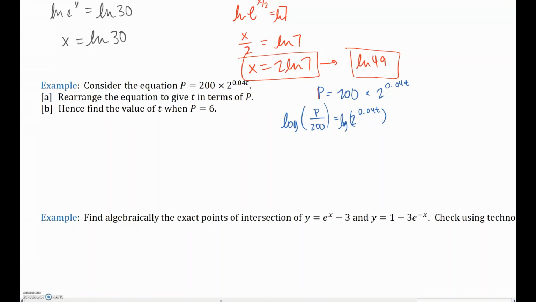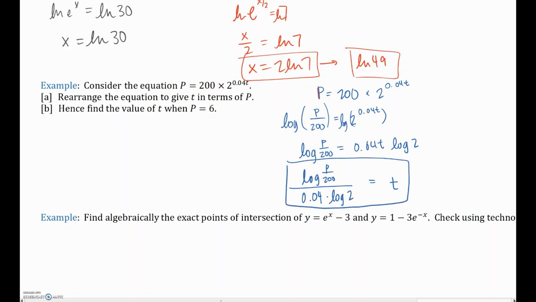And as I do that, I now have log of P over 200 is equal to 0.04t log base 2. All right, then I can go ahead and divide, yuckily, by the stuff that I don't want. I want t all by himself. And so the stuff that has to be divided over is the 0.04 and the log base 2. So as I do that, I will get log of P over 200, all over 0.04 times log base 2. And there is my answer in terms of t.